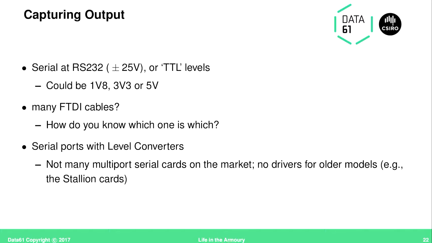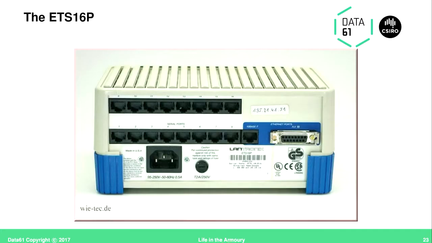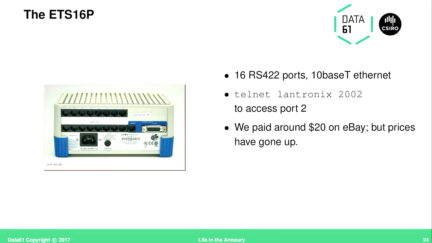So what do you do? Well, you look around on eBay. And we found this thing. It has 16 RS422 ports, which all come out to an 8P8C connector, which is lovely. Plus, it's got a 10BASE-T Ethernet connector. And you just telnet to port 2002, and you get to port 2, and you can pick up the thing. It's lovely. We paid about $20 each for these on eBay.